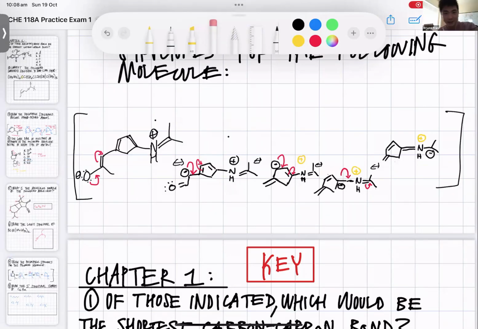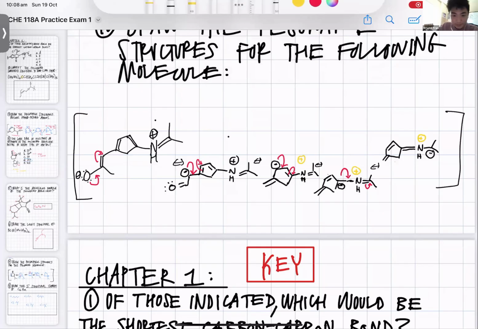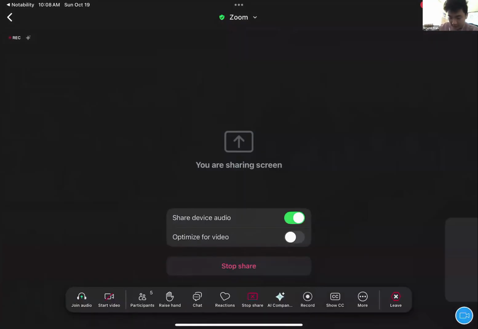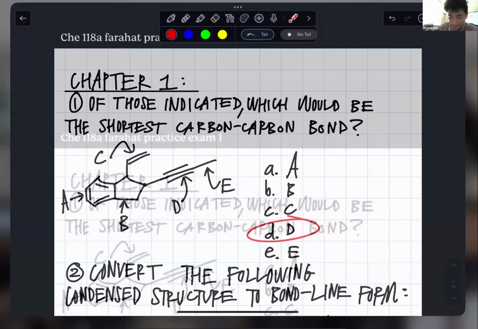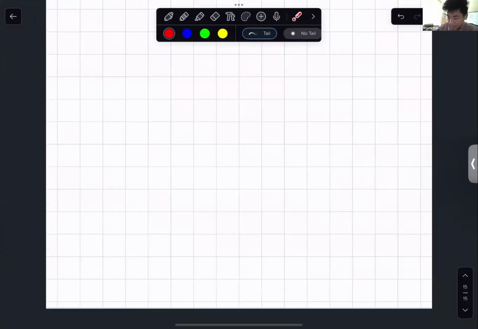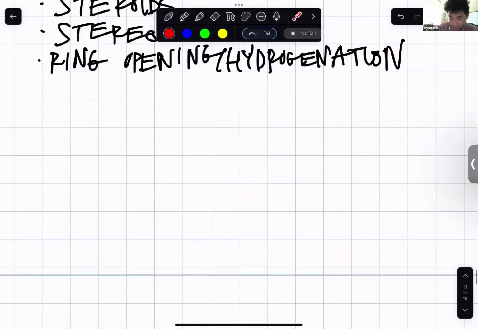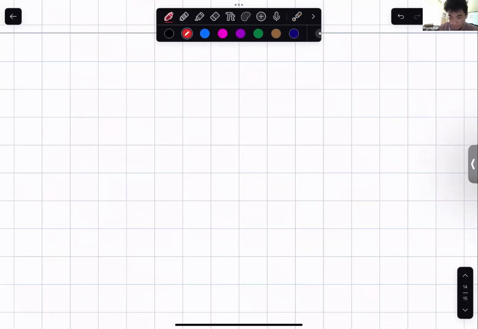Okay, do you want to do Newman projections or cyclohexanes and chair conformations next? Cyclohexanes. Okay, let's do that. You can stop sharing your screen, Ashna, and I'll start sharing mine. Let's do cyclohexanes and axial, equatorial, more stable conformer, less stable conformer, 1,3-diaxial strain.